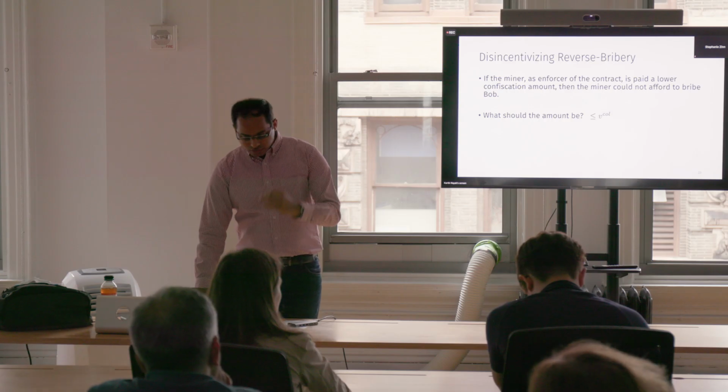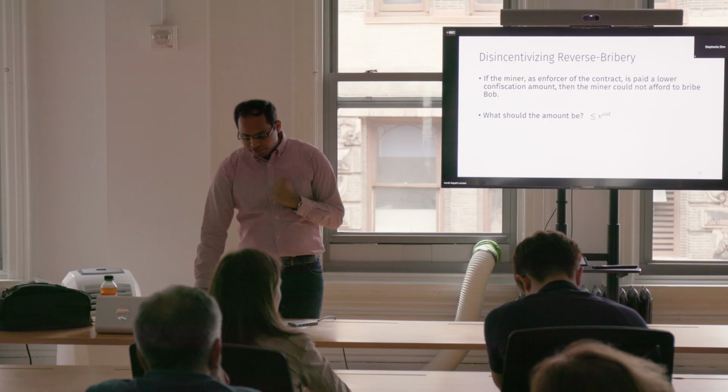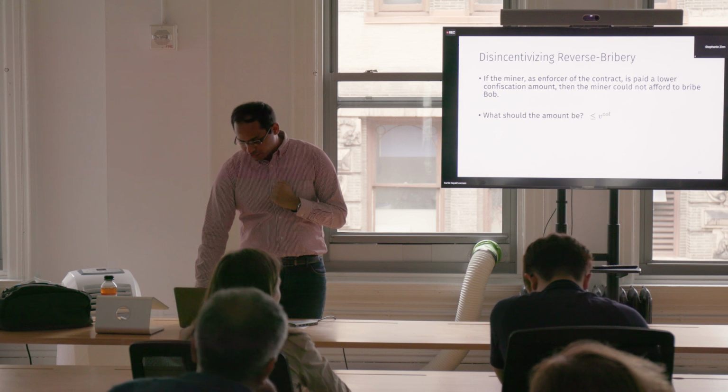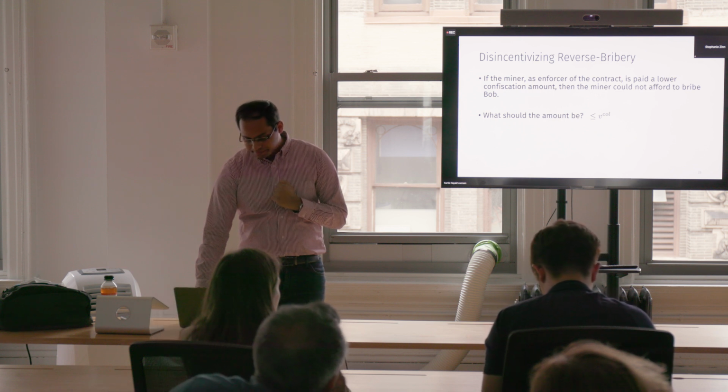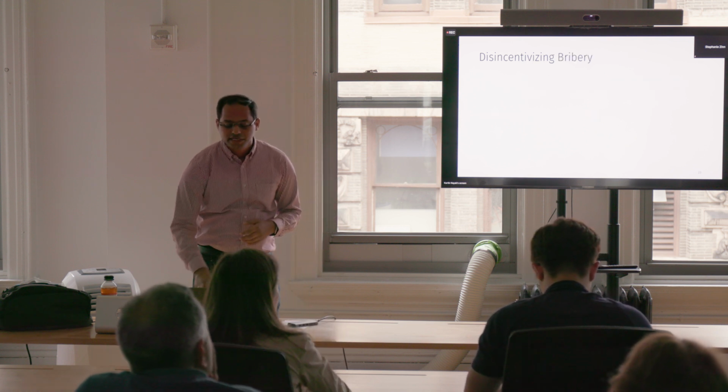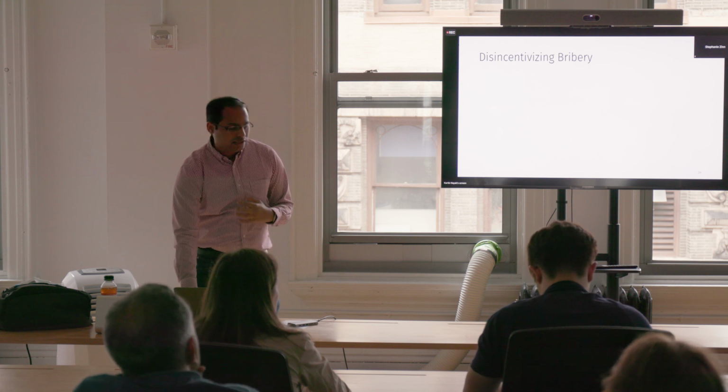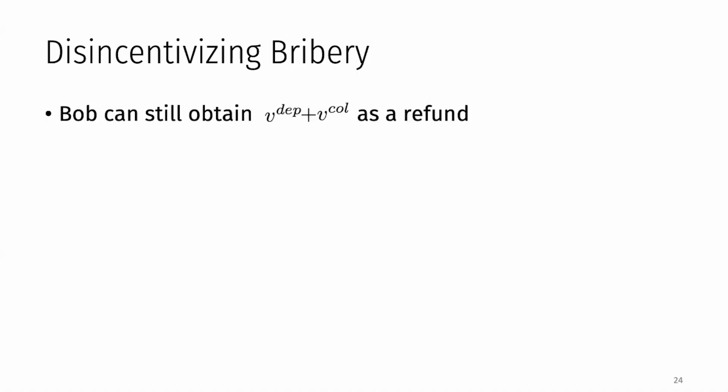Okay, so that is one constraint we'll place in the eventual protocol that we'll come up with. Second, the harder question is how we would disincentivize bribery. Over here, note that there has to exist a path where Bob can still obtain VDEP plus vcall as a refund.